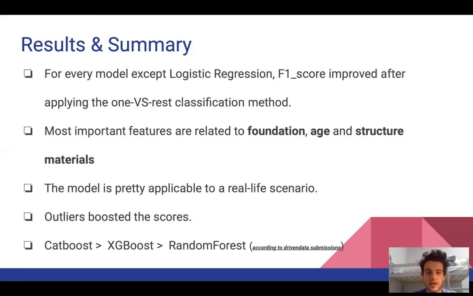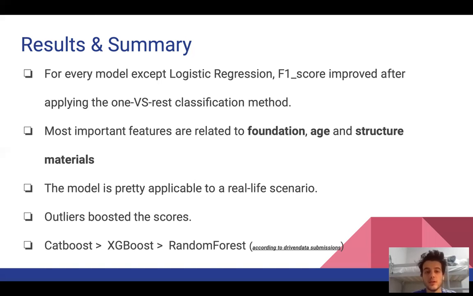Next, we can see that outliers boosted the scores. Actually, when we deleted the outliers, the score dropped. It's proof that we should treat outliers carefully, because if we delete them from the training part, existing outliers in the test part will make problems for our model. We can infer that in our project, CatBoost performed the best according to DrivenData submissions.